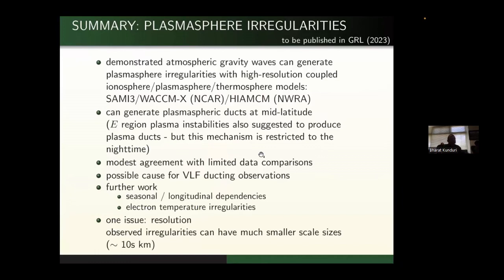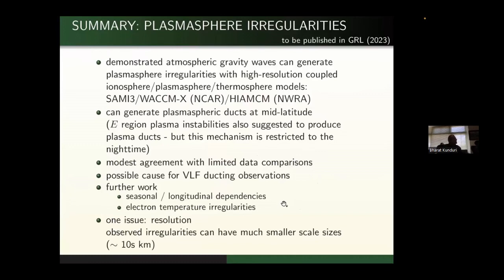The downside of this is this mechanism is only restricted to night times when you can have instabilities in the ionosphere, whereas with these atmospheric waves, they can occur nighttime and daytime. So we've seen some relatively modest agreement with limited data observations, and it could be the cause for the ducting. And again, this is an ongoing investigation to look at seasonal and longitudinal dependencies, and there have also been indications of perhaps electron temperature irregularities.